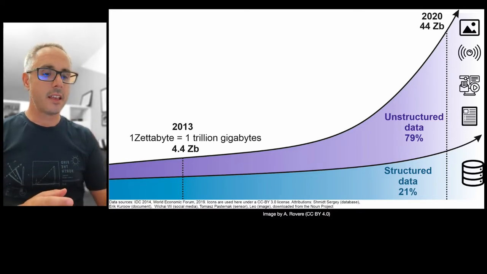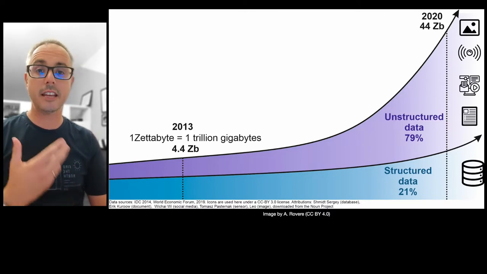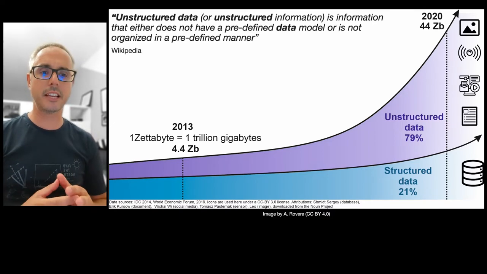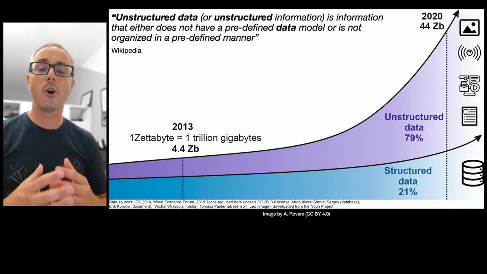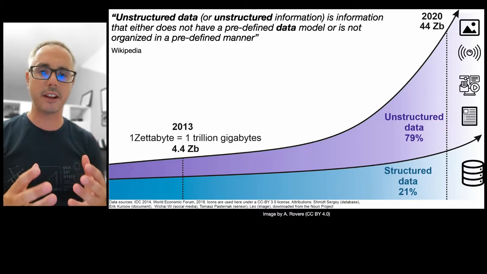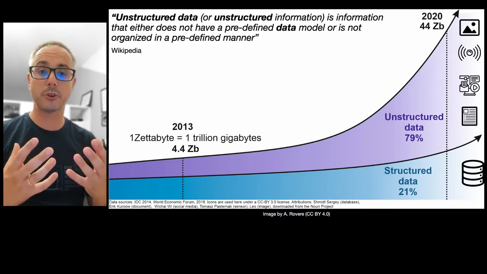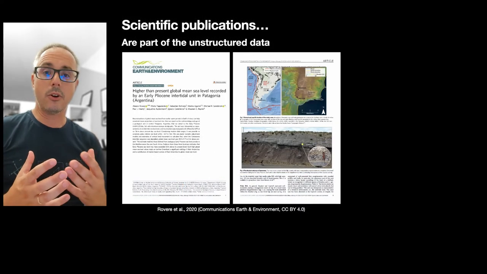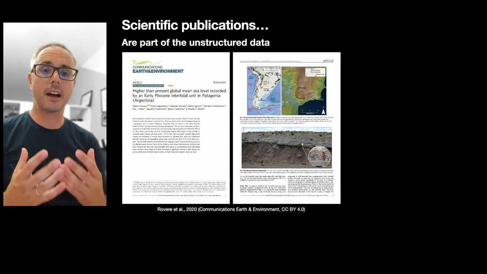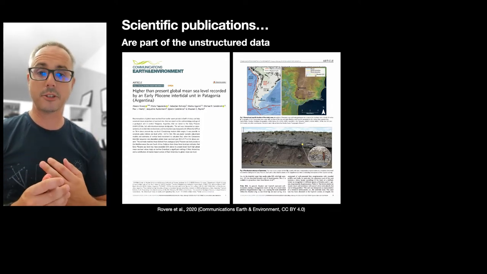1 trillion gigabytes. The problem is that most of the data we produce in the digital age is unstructured. Unstructured data is information that does not have a predefined data model or is not organized in a predefined manner. Basically, it's data that is not included inside some sort of database. Unluckily, also scientific publications are in part a problem of unstructured data.